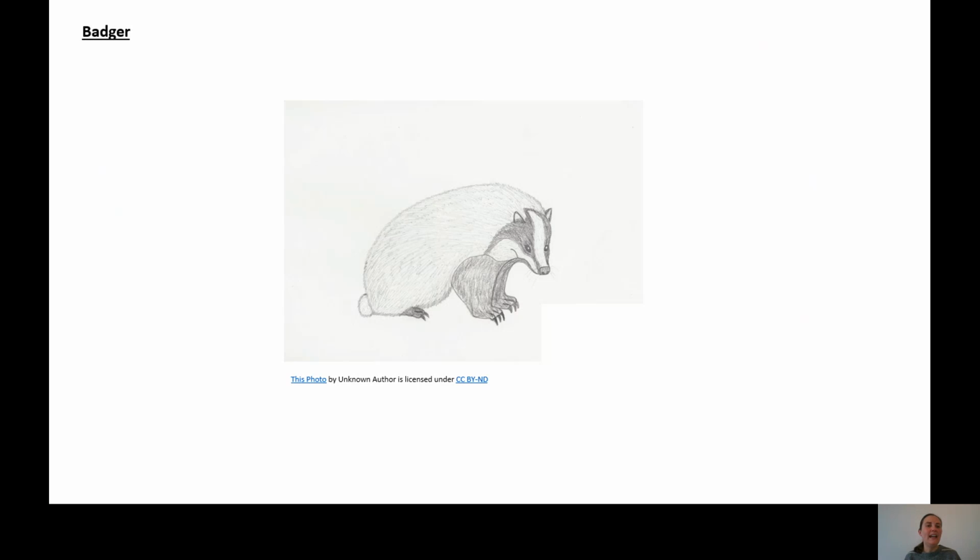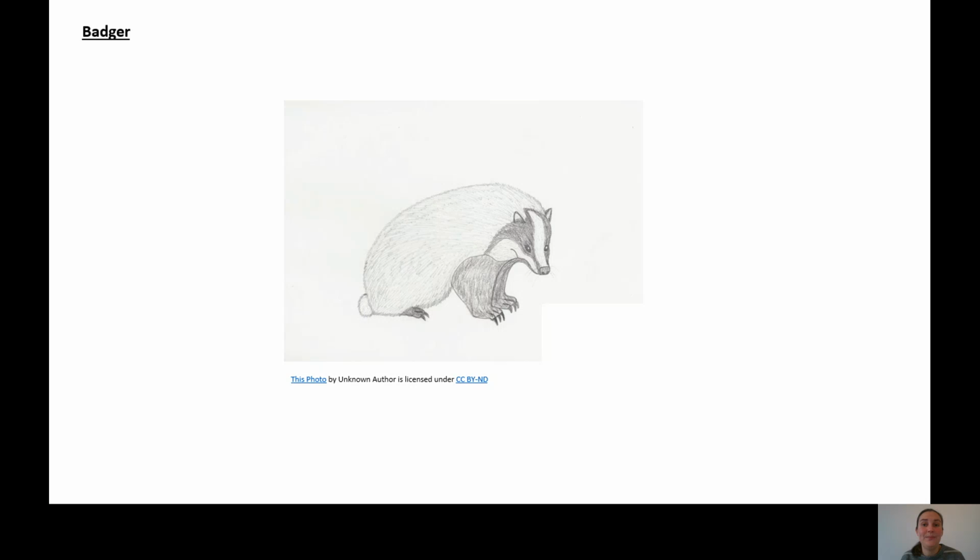This is a picture of a badger. Just in all transparency, I did not draw this picture of a badger, but this is a picture of a badger. So I would like you to draw, paint, or take a photo of the animal. You need to have a title. So obviously I've got the title of a badger.